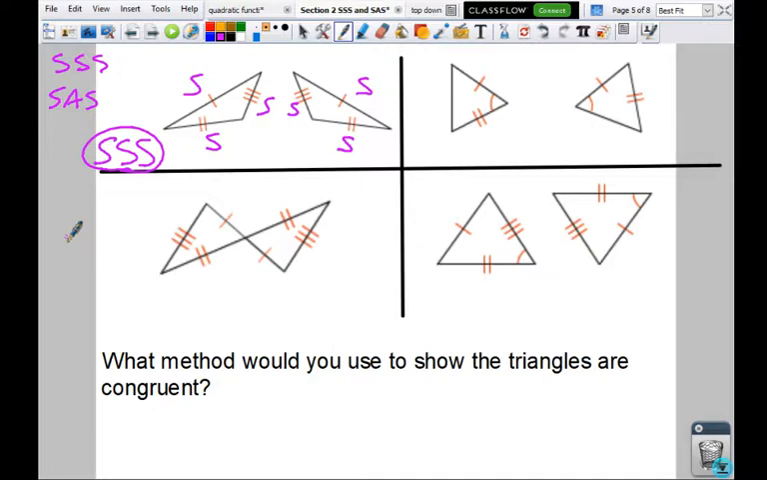So, let's look at this top right one now. I have a side. I do have an angle, and then a side, and then I have a third side, or excuse me, a second side. All right, but let's look at these. If I look at my left triangle here, that's looking side, angle, side, right? Do I have side, angle, side on the second one? No, I have side, side, angle.